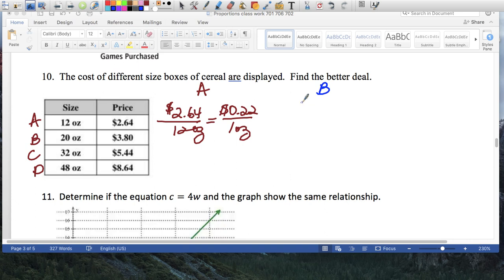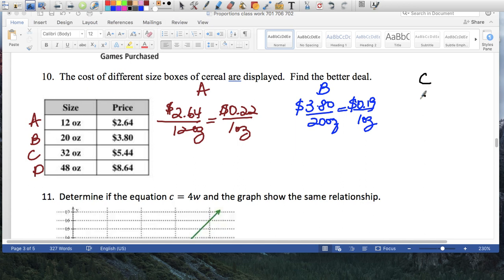Cereal B, it's $3.80 divided by 20 ounces. And again, I'm going to simplify this to 1 ounce. So it's going to be divided by 20. 3.80 divided by 20 is going to give me 19 cents per ounce.